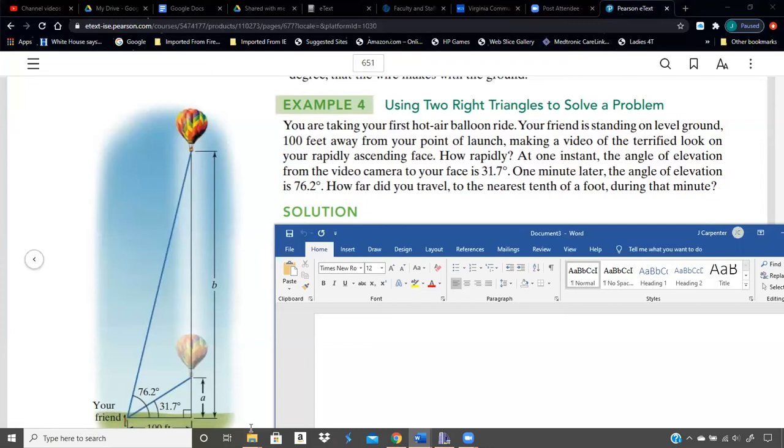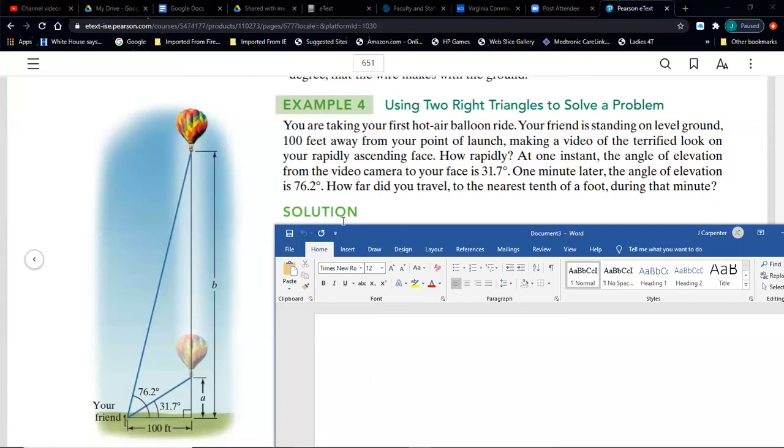It's very clear that we picked up speed. So they want to know, how far did you travel to the nearest tenth of a foot during that minute? During that minute. So they want to know, at the start of that 1 minute, you're here. At the end of that 1 minute, you're here. They want to know what is this height? And I'm going to call it X.